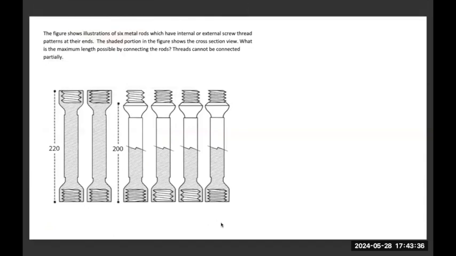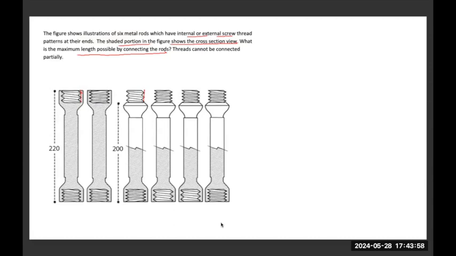The figure shows illustrations of metal rods which have internal and external screw threads. This is an internal screw thread. This is an external screw thread. The shaded portion in the figure shows the cross-section view. What is the maximum length possible by connecting the rods? Threads cannot be connected partially.